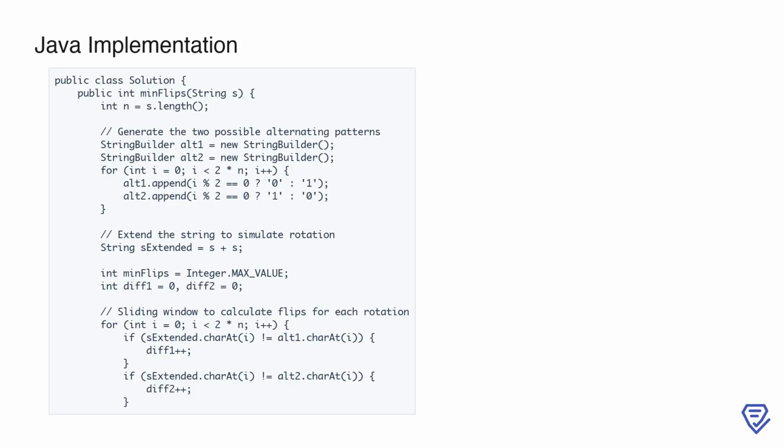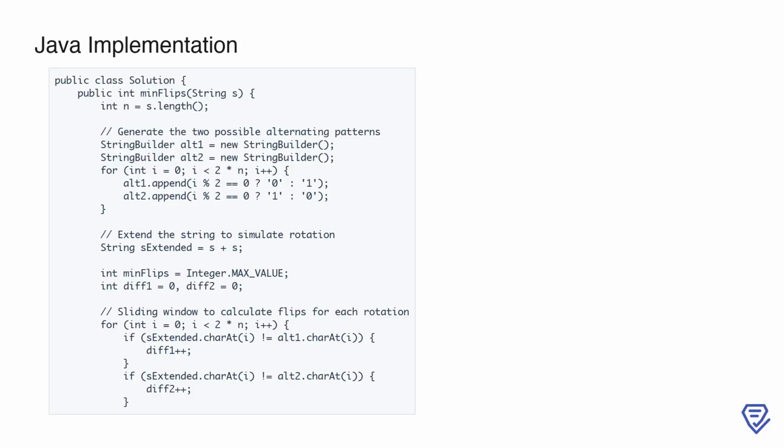The first pattern, alt1, represents an alternating sequence starting with 0, while the second pattern, alt2, starts with 1. We generate these patterns for twice the length of the string, as we'll be simulating the string rotation by extending the original string. Next, we extend the given string s by concatenating it with itself and store it in sExtended. This extended string allows us to efficiently simulate rotations without explicitly modifying the original string.